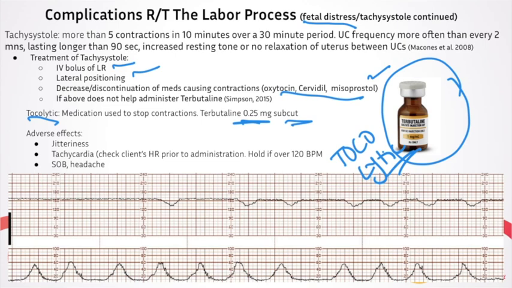Before we go into the strip, these are the biggest side effects of this tocolytic: tachycardia and jitteriness and shortness of breath and a headache. She will start feeling jittery within 10 minutes you give this to your person. Let them know they're going to feel jittery. And this honestly only lasts about a half an hour. The therapeutic effects don't last that long.